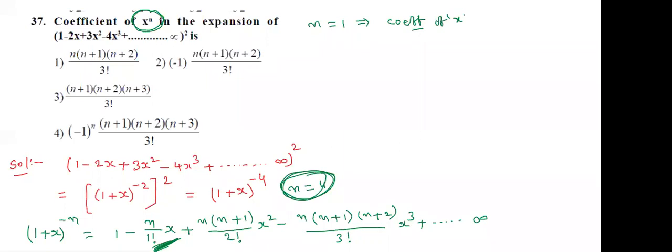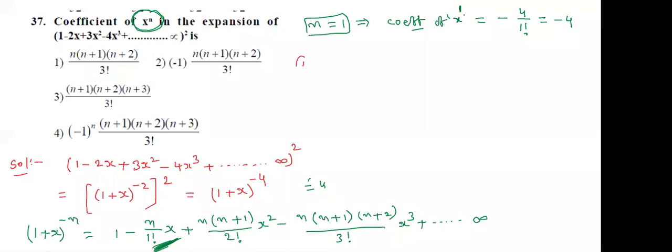Coefficient of x means we get minus 4 by 1 factorial. That value should be minus 4. Here, for the coefficient of x, the power of x is 1 only. That's why I have taken n is equal to 1. These two n's are different, so here we are getting two n's. That's why n is equal to 4 and n is equal to 1. Both are different.